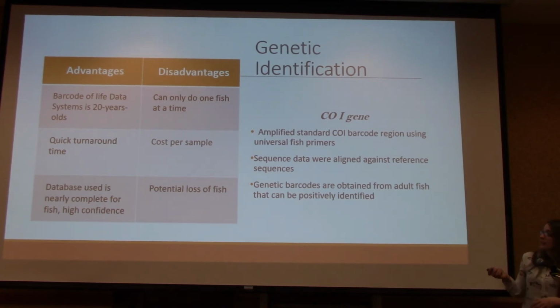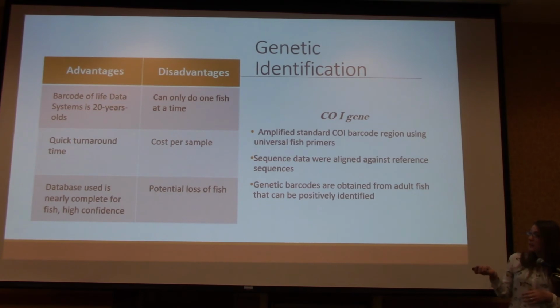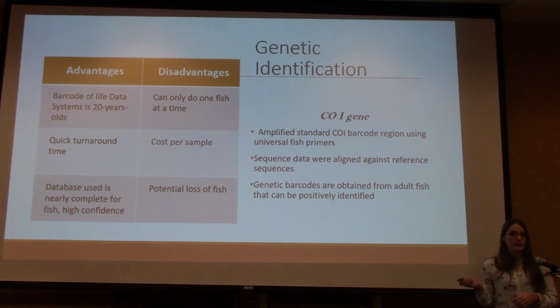So advantages for this, like I mentioned, the BOLD data system, it's 20 years old, so it's been around for quite some time. A lot of people do use it. And also, probably one of the biggest ones is it had a quicker turnaround time for us than it took for me to identify. We started picking in July, and I wasn't done with the identification until March. So if you're worried about time, this can be a little bit quicker than morphological. And then another big one is that BOLD data system is nearly complete for fish. So if you're getting a species, you can have some high confidence that that's really what it is.